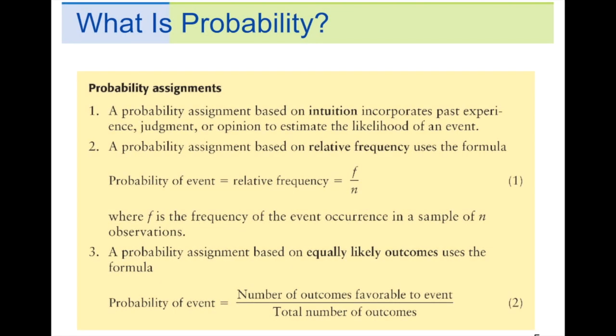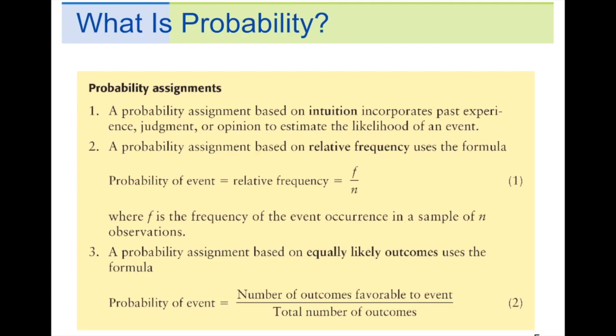Probability assignments. A probability assignment based on intuition incorporates past experience, judgment, or opinion to estimate the likelihood of an event. This is, of course, the least trustworthy, the least useful, but people still use it. So it is a type of probability.